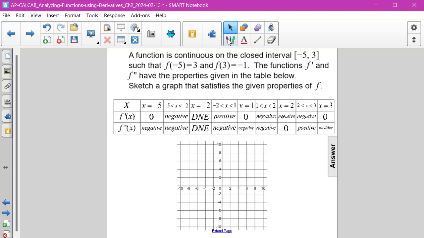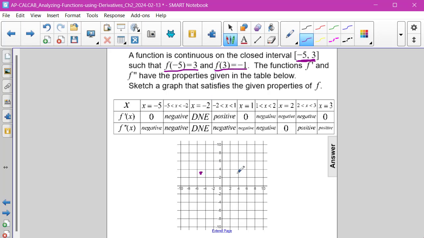To begin, let's start by plotting our endpoints. Our function is defined on this closed interval from -5 to 3, and we know that f of -5 is +3, so we can go to -5, +3, this point right here, and plot it. We also know that f of 3 is -1. So at 3, we can go down to -1, and those are going to be our endpoints.